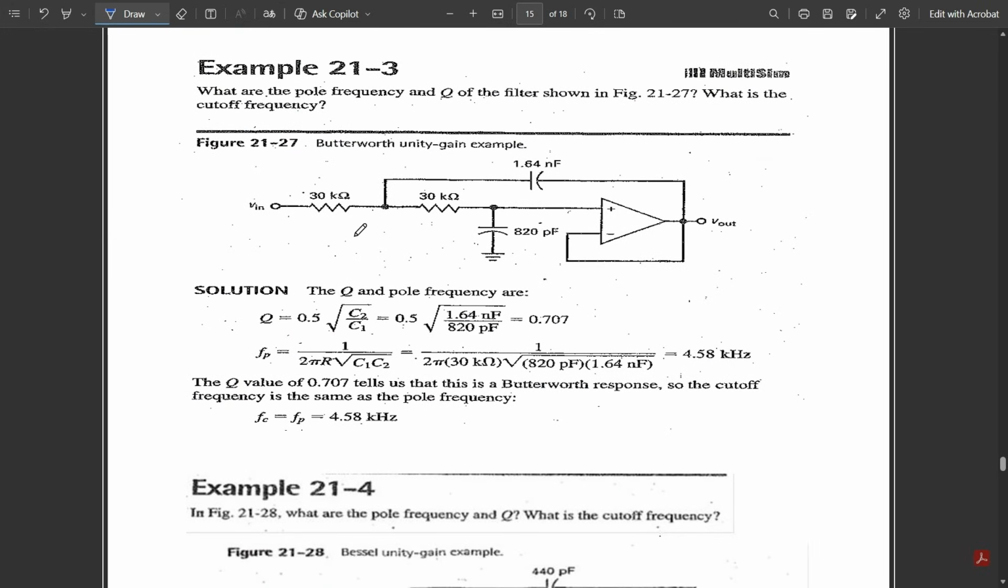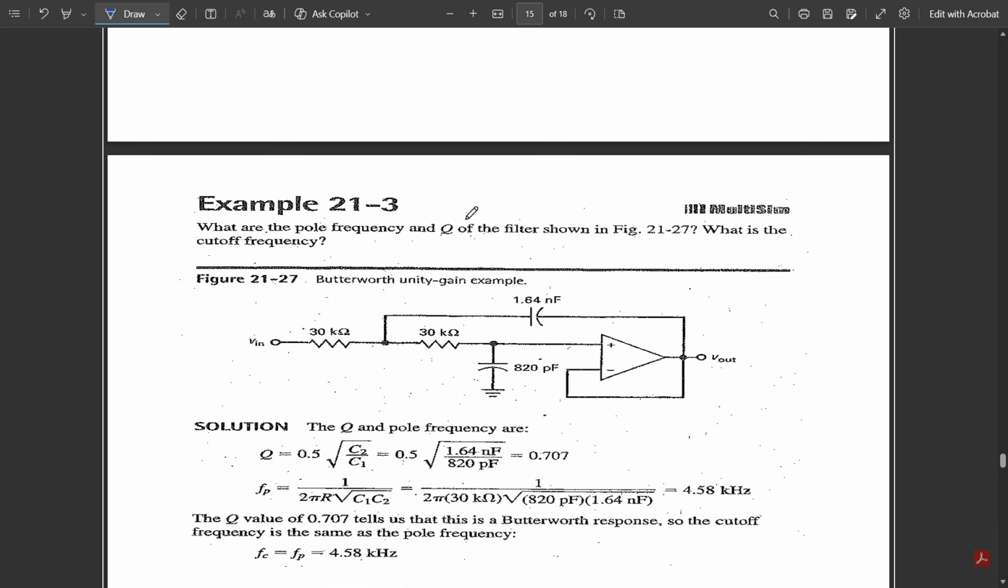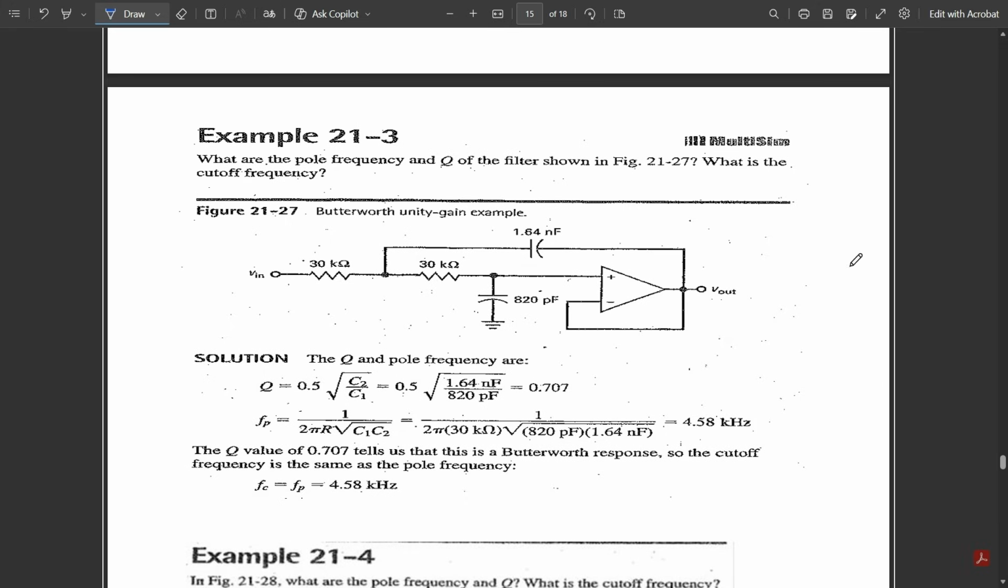Now, some examples with respect to these circuits. You see here in the first example, what are the pole frequency and Q value of the filter shown below in figure 21.27, and what is the cutoff frequency? They have told us to calculate the pole frequency, the Q value, as well as the cutoff frequency. How is it done? You see here, as I've told you, this is a second order filter. How to identify whether it is a second order filter or not? You should check whether we have two capacitors or not, two capacitors and two resistors.